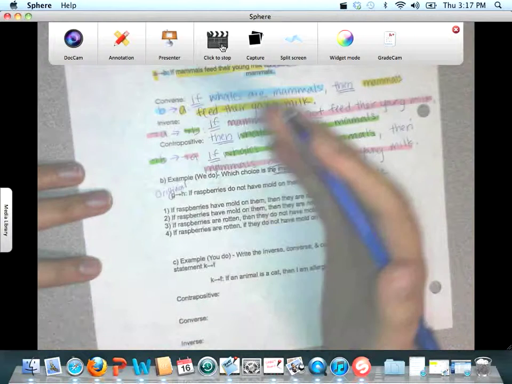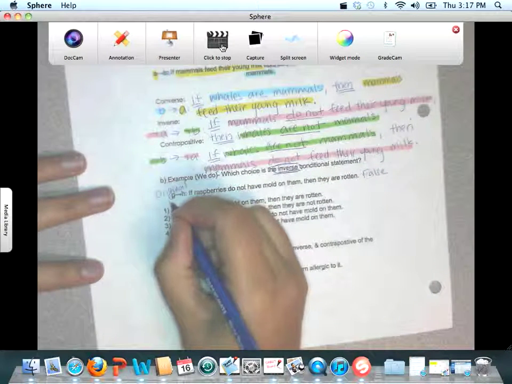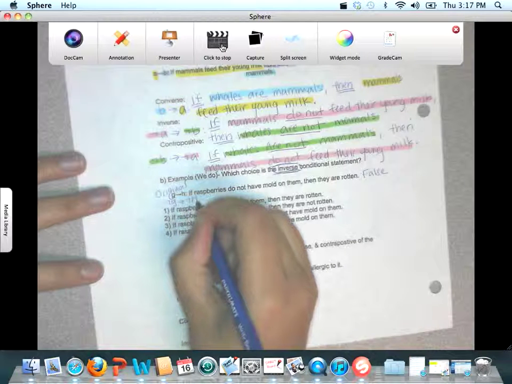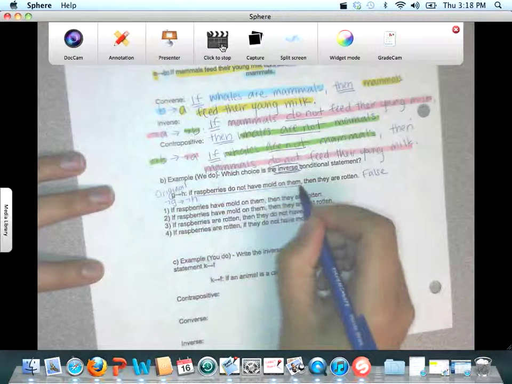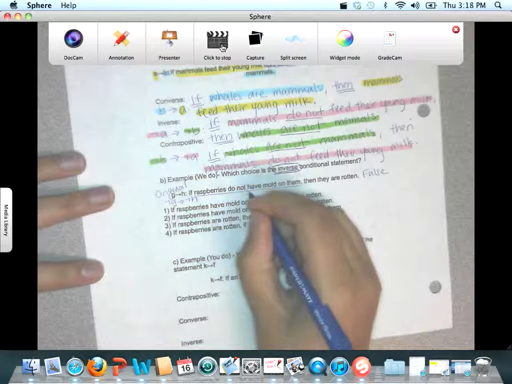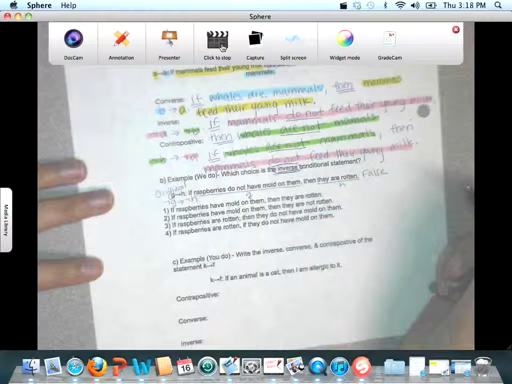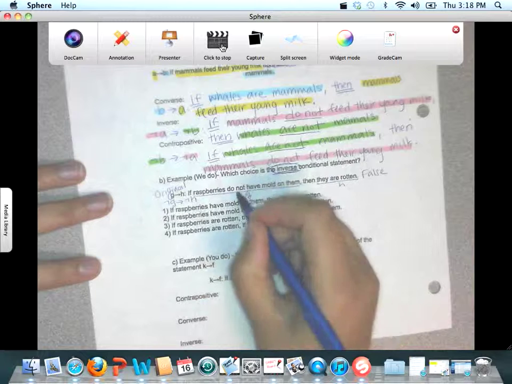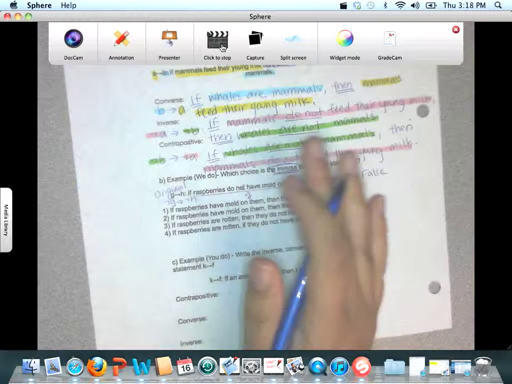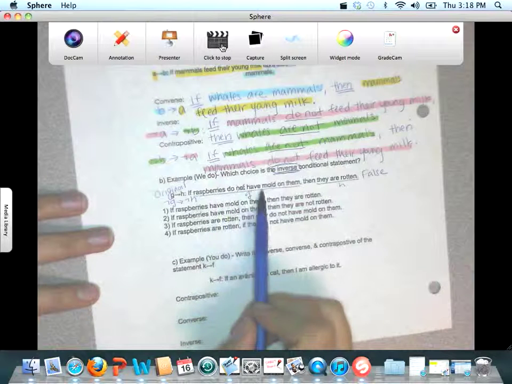So normally I would go through this and I would just say, okay, so the inverse is if not G, then not H, right? This is G, excuse me, and this is H. Okay, so not G would mean that I take out the not, right? Because you have to make it the opposite. So it would become raspberries do have mold on them.